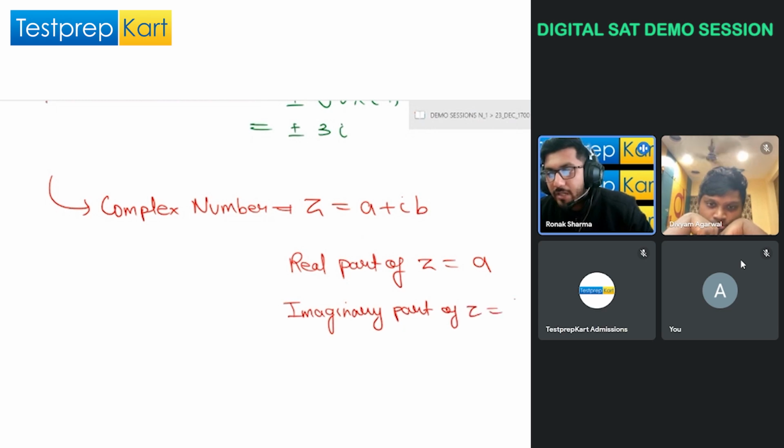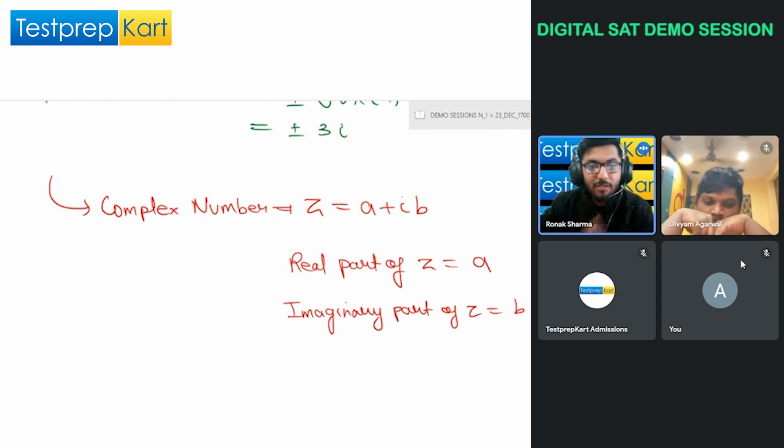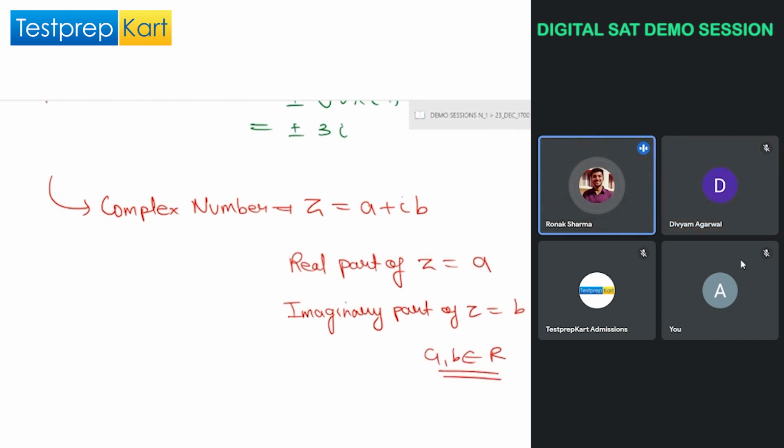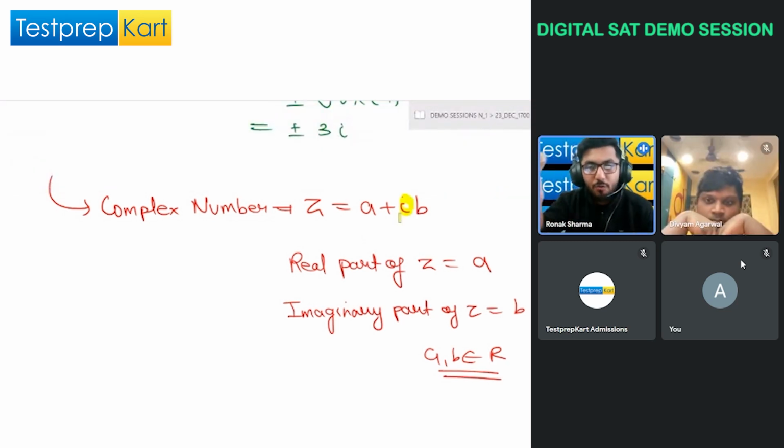The point is that students think this b is like root over negative. No, these a and b both are real values only. Then, sir, why are you calling b the imaginary part? Very simple. As it is attached with iota, that is it. b is also a real value like 2, 4, -5, 2 by 3, 1 by 2.